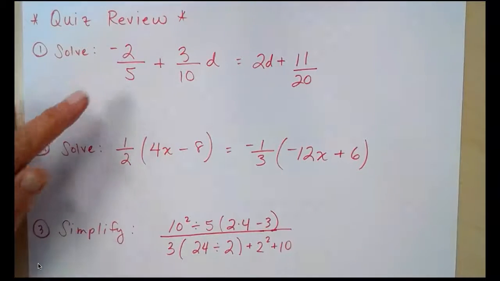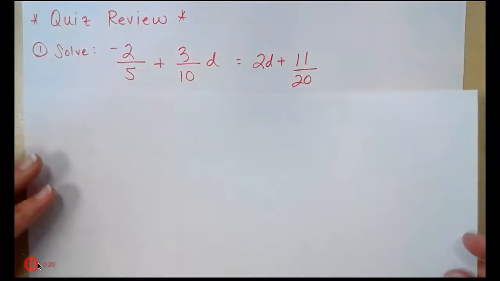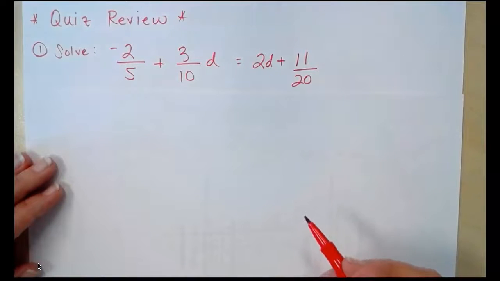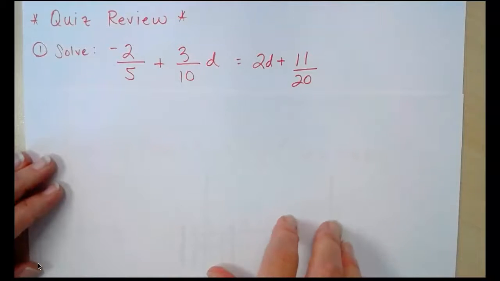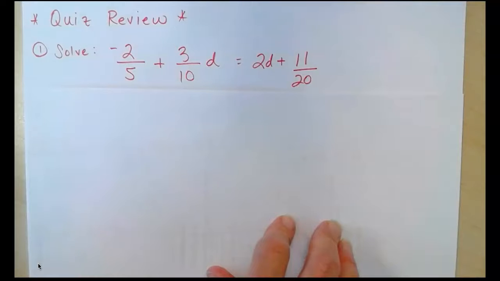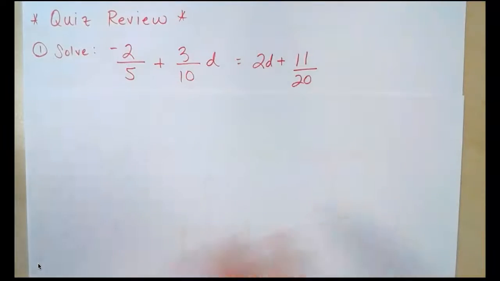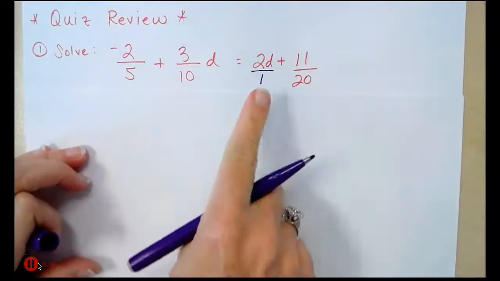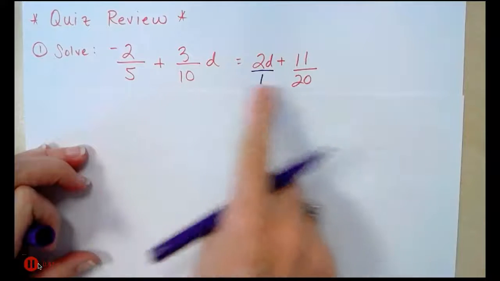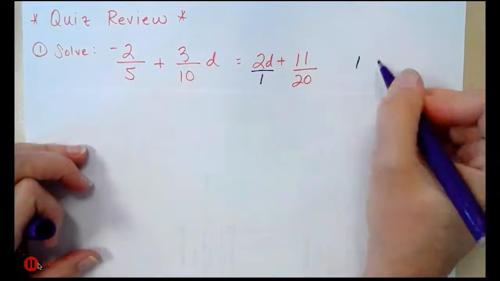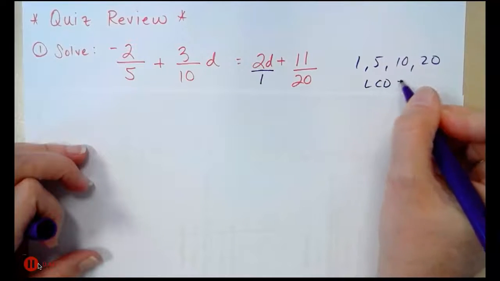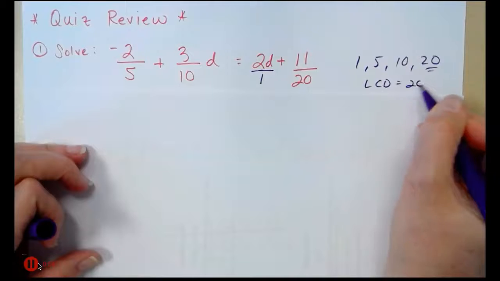First of all, we have: solve negative 2/5 plus 3/10 d equals 2d plus 11 over 20. In this particular problem, let's take the opportunity to get a common denominator all the way across. So put the 2d over 1. That leaves us with 1, 5, 10, and 20. So our least common denominator is going to be 20.